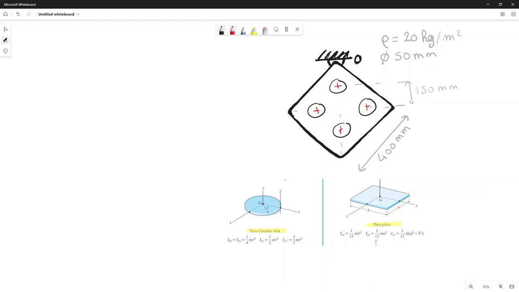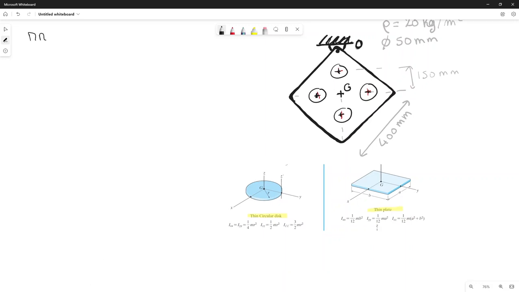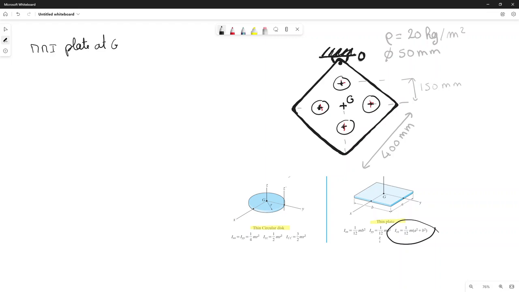So let's do, I will call this G. Okay, we are looking to find the mass moment of inertia about O, and we have the mass moment of inertia of each little circle. So for the plate, the mass moment of inertia of the plate at G, that will just be I_ZZ equals 1/12. I will call it I plate at G. That will be 1/12 of the mass of the plate.